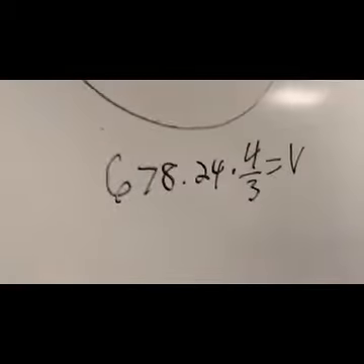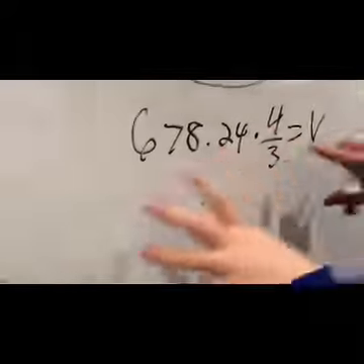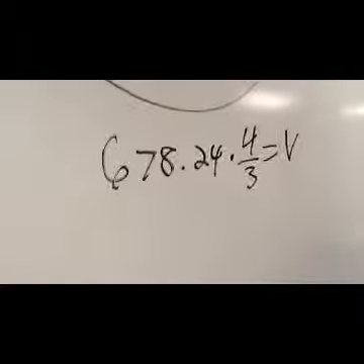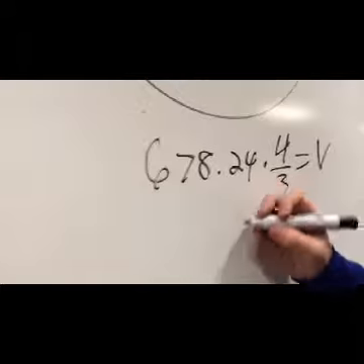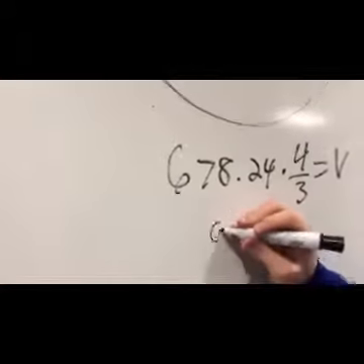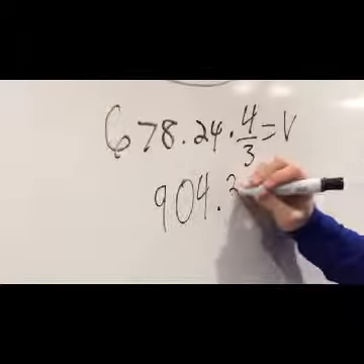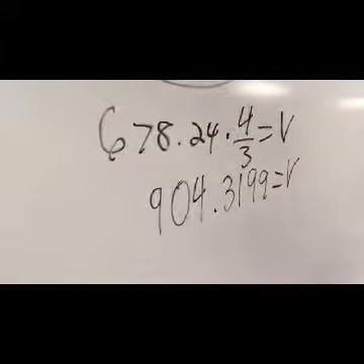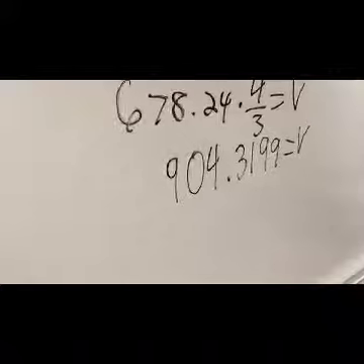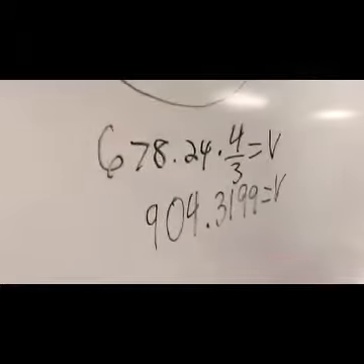Now, you're going to see that I actually flipped these two problems because in my mind it's easier to do the fraction afterwards. But in multiplication or addition, you can do it either way. So when you do this, it comes out all nice and pretty as 904.3199 equals volume. I don't really like rounding because I want to get more of an exact answer.